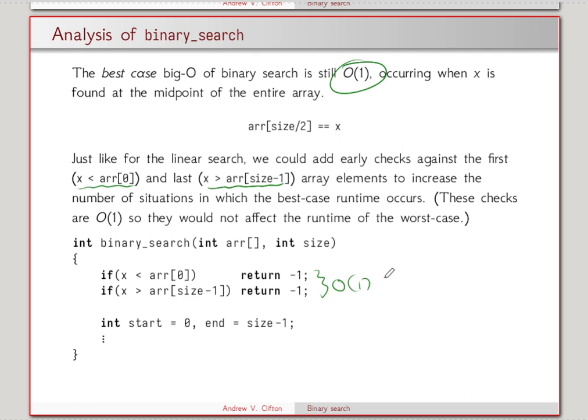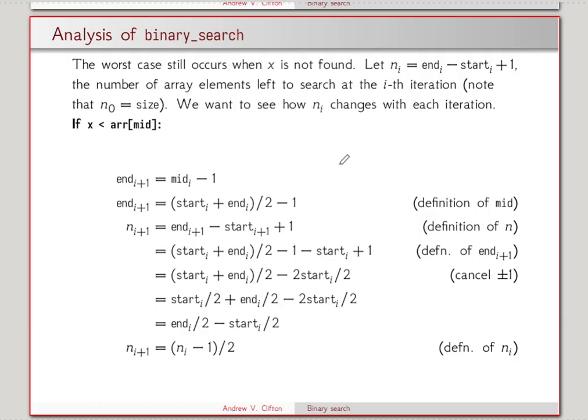The interesting thing is, what is the worst case runtime here? So we'll do a little bit of algebra to figure out how much we're shrinking the amount of stuff we need to look at at each step. So let's let n be the number of things that we have left to search at time i. So that is just end minus start plus 1. At the beginning, the first n is just equal to the size. We have to search the entire thing.